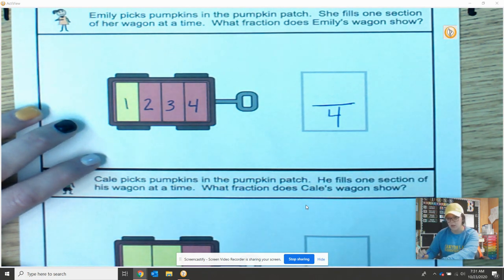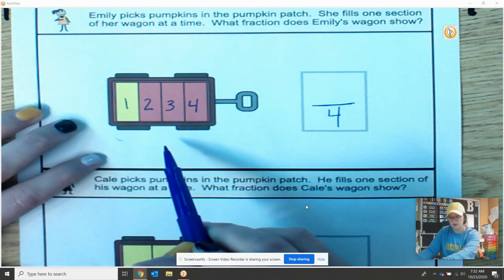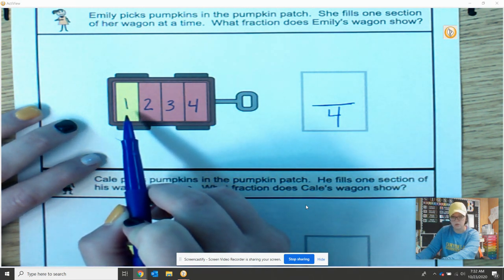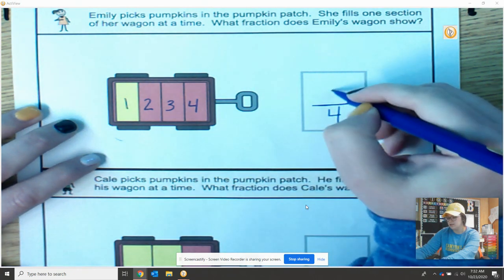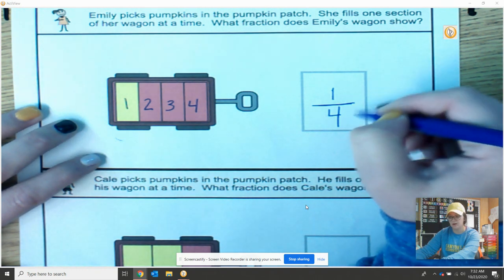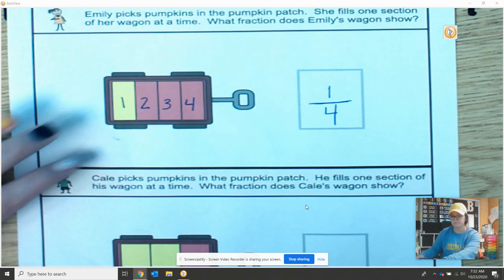Okay. Now I need to decide how many parts of my whole wagon did Emily fill in. You can see that there's only one section that's colored differently. So I have 1 section out of 4 sections shaded yellow. And 1/4 of Emily's wagon got filled. Okay, let's practice one more.